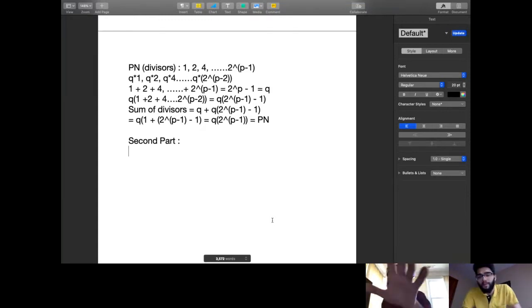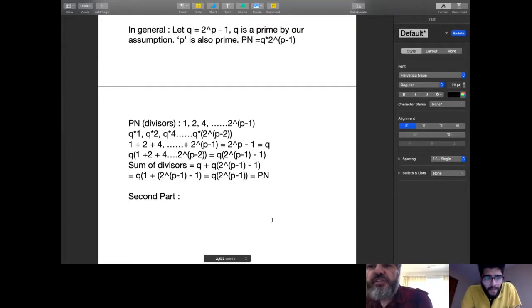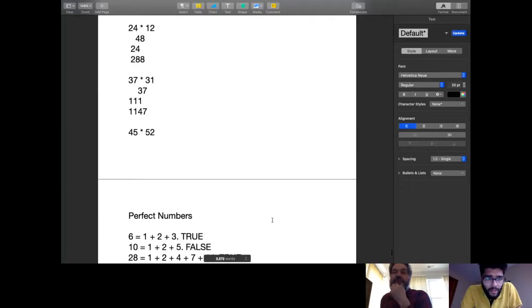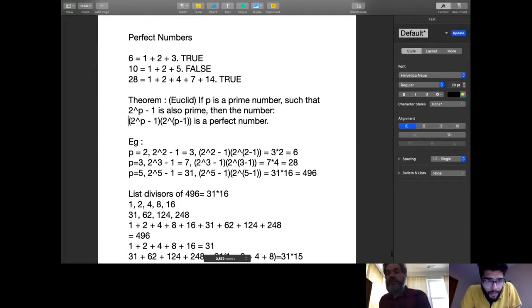I have one question, Professor. Euclid said that any number of this form will be a perfect number. We saw the examples here, 6, 28, 496. But 10 is not a perfect number. Does it mean that there cannot be a perfect number that is not of this form? Or will every perfect number be only of this form?